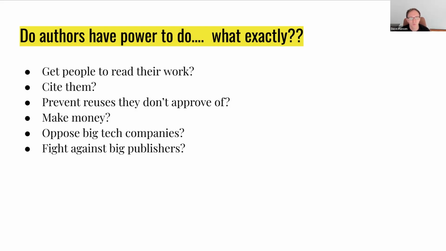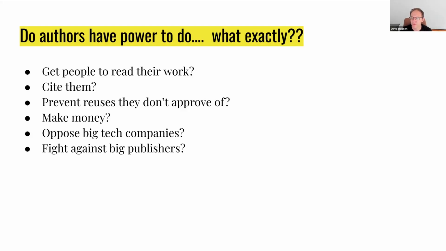They would like to get people to read their work. They certainly would like people to cite them. They sometimes want to prevent reuses that they don't approve of, although that starts to get pretty squishy. Oftentimes, when I talk with authors about what these reuses are that they don't approve of, it's very hard to nail that down. Occasionally, academic authors think that they're going to make money off of their works. Sometimes they do, most of the time they don't.